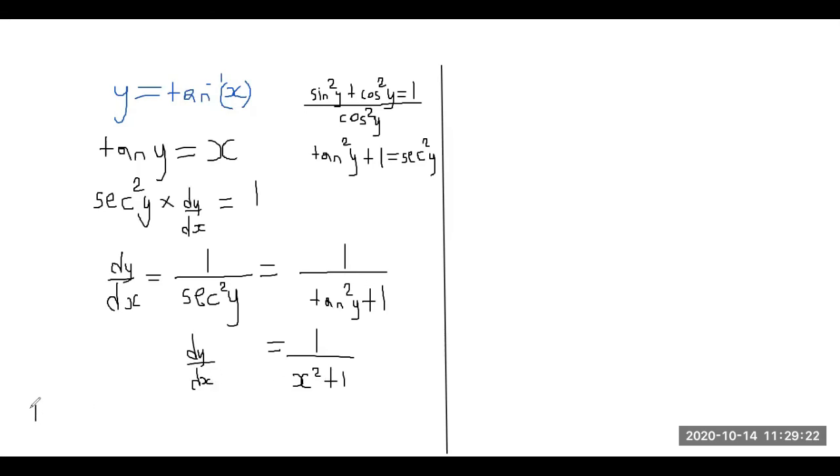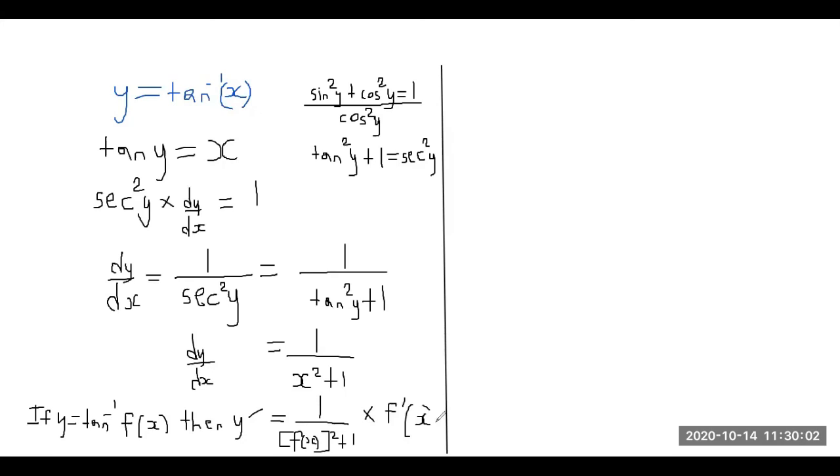Now the general rule is: if y is equal to tan inverse of a function of x, then dy by dx, or y prime, is equal to 1 over f of x all squared plus 1, times f prime of x. That's how you differentiate tan inverse functions.